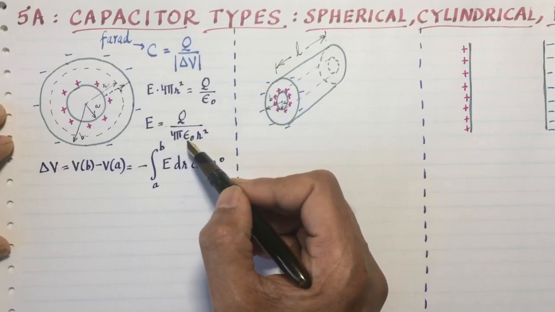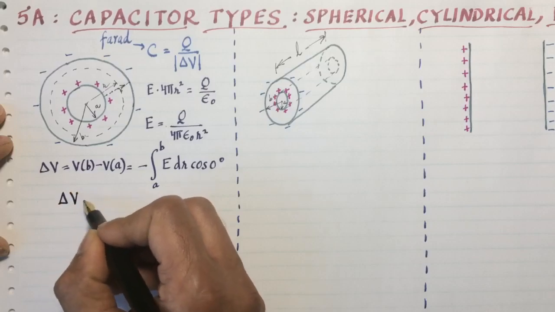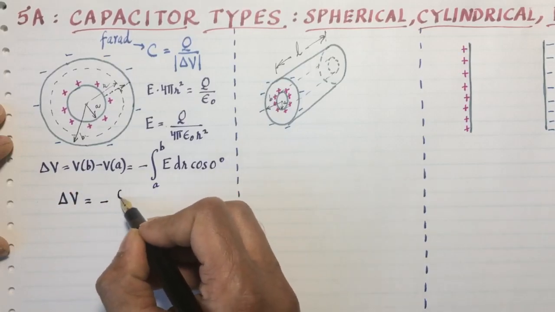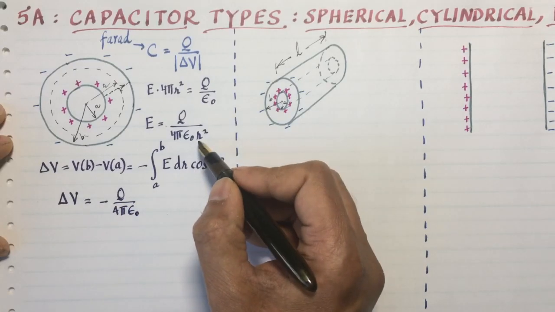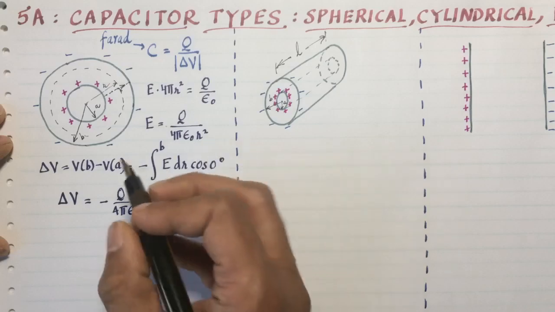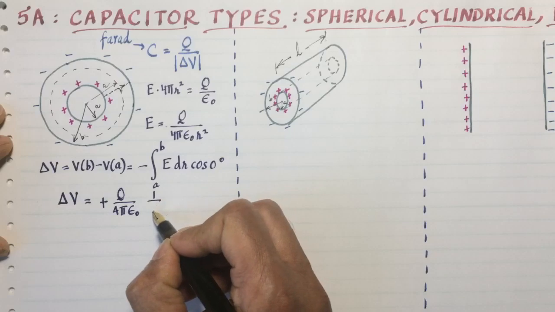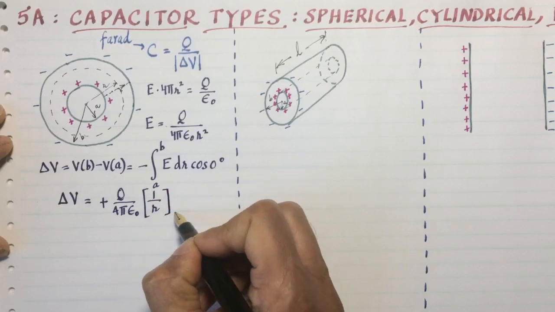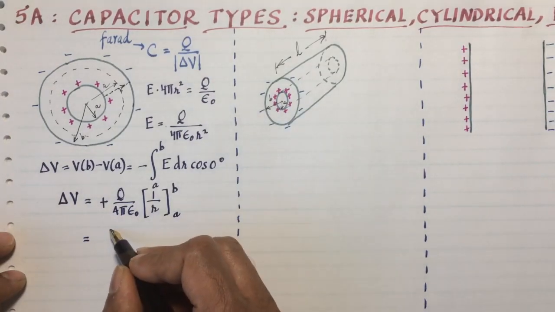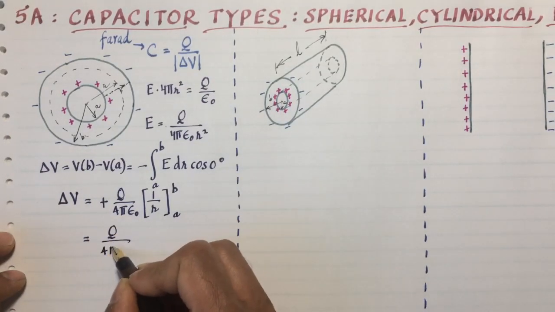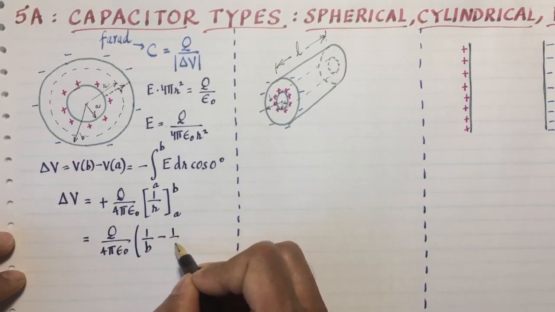Now Q and 4 pi epsilon naught are all constants, so I'll pull them outside the integral sign. So this gives me delta V equals negative Q over 4 pi epsilon naught, and the integral of 1 over r squared is negative 1 over r. So I'll remove that negative sign by making this positive. So I get 1 over r between the limits a and b. So we're almost there. And that's going to be Q over 4 pi epsilon naught, put the limits in, 1 over b minus 1 over a.